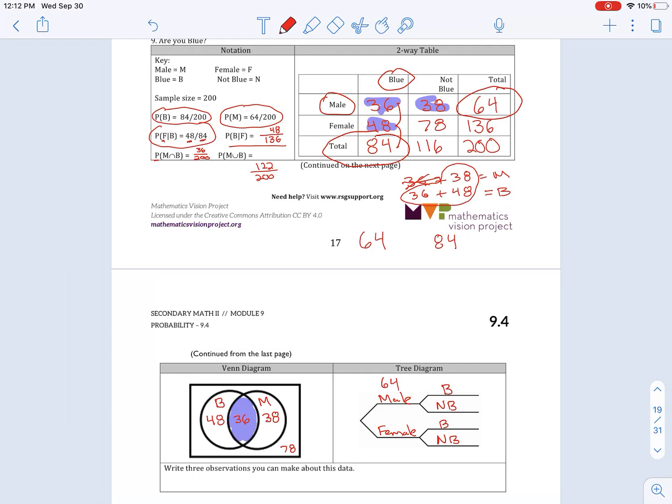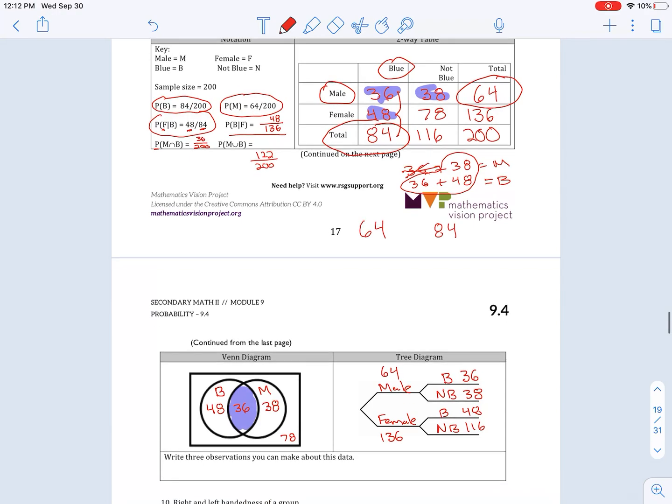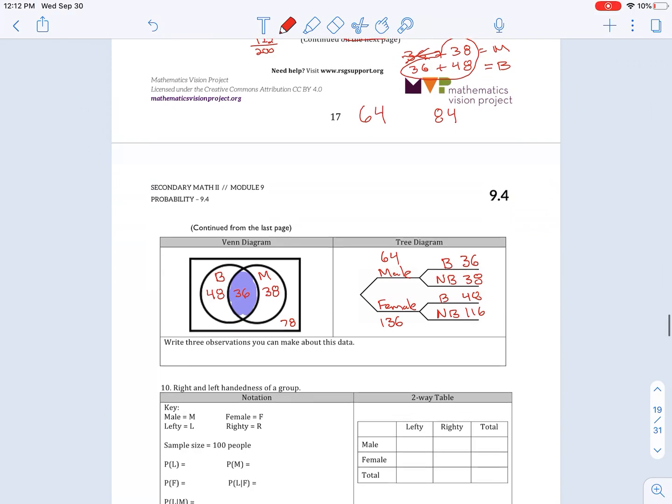There's 64 males. There's 136 females. Of my 64 males, 36 like blue, 38 not blue, female 48 blue, 116 not blue, and done. Don't worry about the observations for the test, okay?